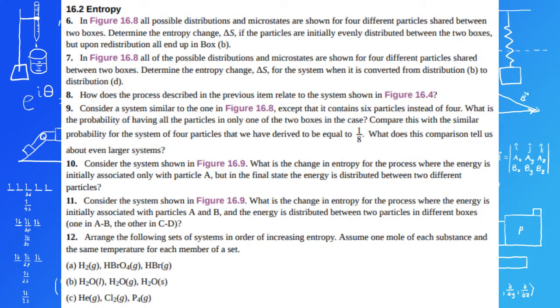Okay, so what else were they saying? What is the probability of having all the particles in only one box? 1 out of 64. Compare this with the similar probability for the system of 4 particles that we have derived to be equal to 1 out of 8. What does this comparison tell us about even larger systems? Wait, it's not 1 out of 8 for 4 particles. Why is it 1 out of 8? It should be 1 out of 16.